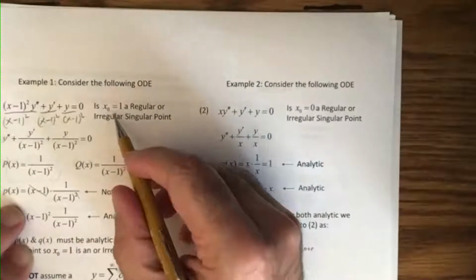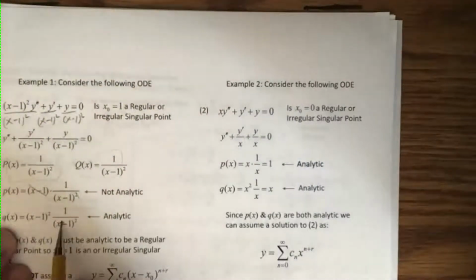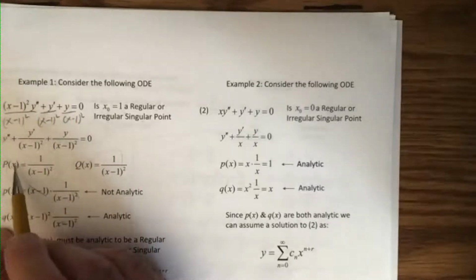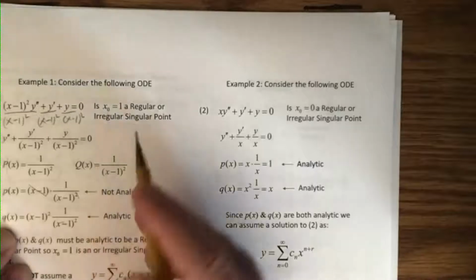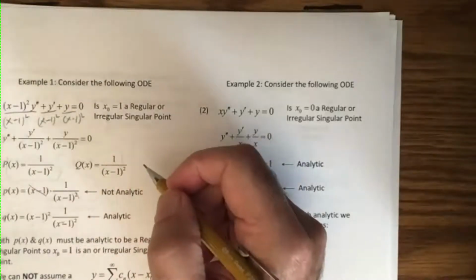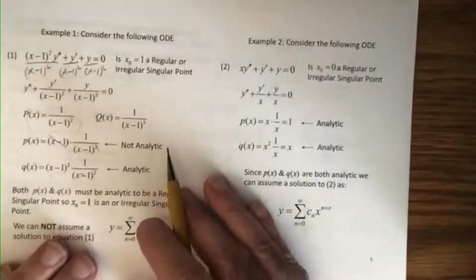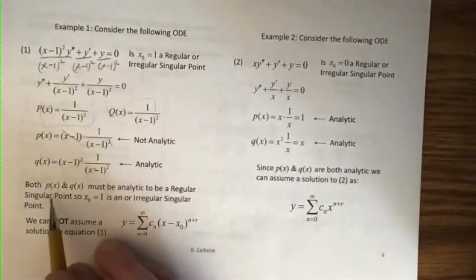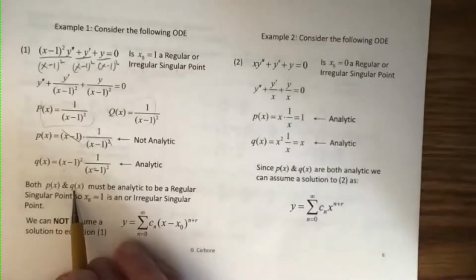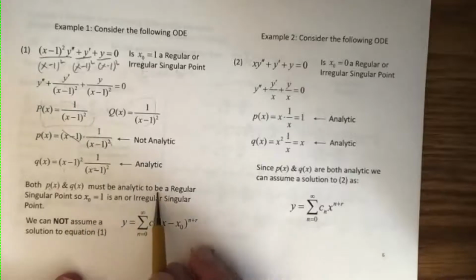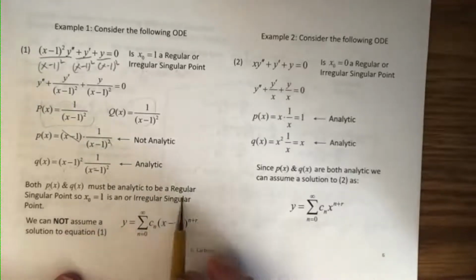Now this one here is analytic, but both the P of x and the Q of x have to be analytic. In other words, they can't blow up. So both the lowercase p and the lowercase q must be analytic to be a regular singular point. So x of 0 is an irregular singular point.